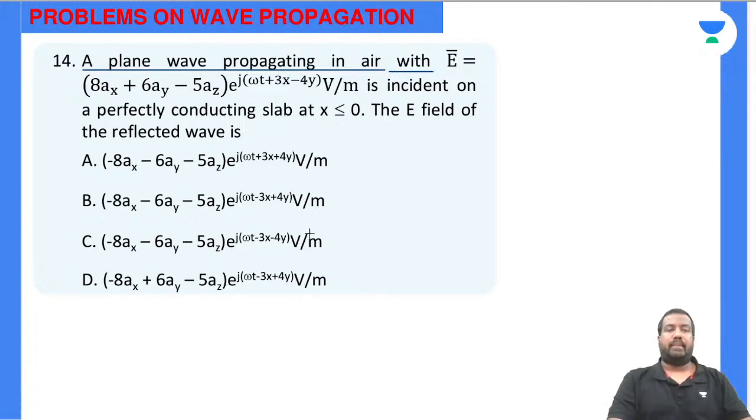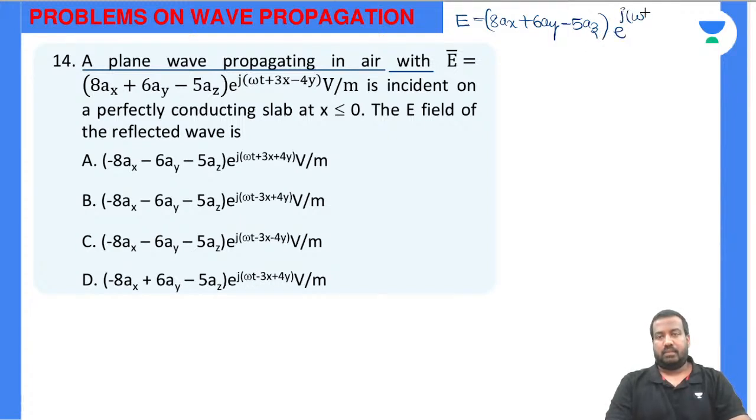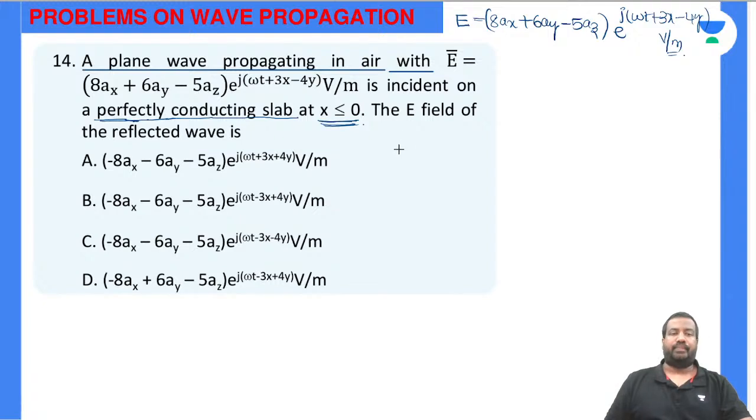A plane wave propagating in air with E is equal to 8ax plus 6ay minus 5az, e power j of (omega t plus 3x minus 4y) volt per meter, is incident on a perfectly conducting slab at x less than or equal to 0. The reflected wave is, yes, tell me the answer here.